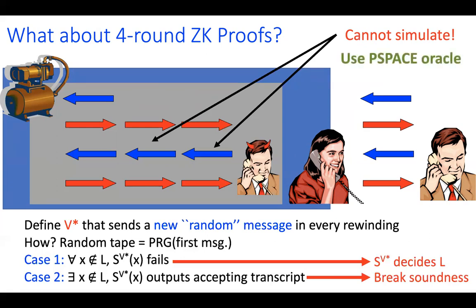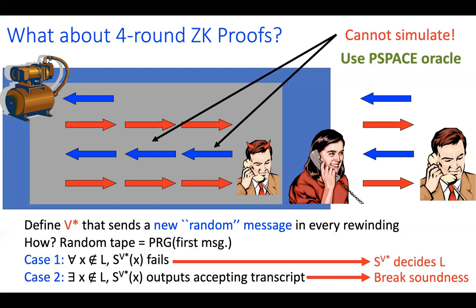So the idea is, let's use some heavy hitter. Let's use a p-space oracle to invert the verifier to get random coins consistent to generate a random message, a uniformly random continuation of this first message. Okay, so I'm going to do case 2 first.